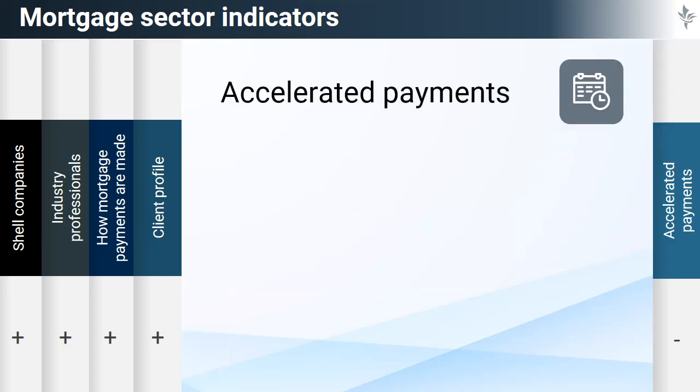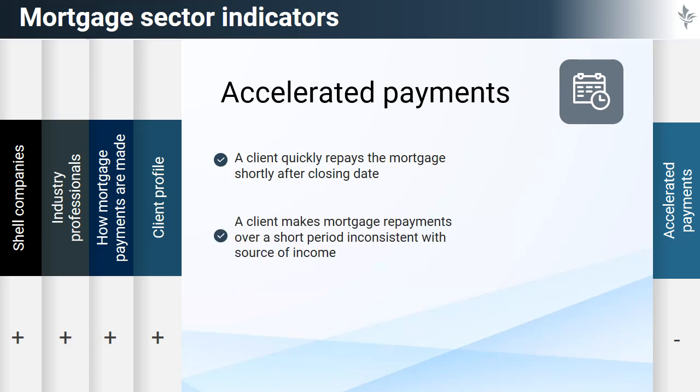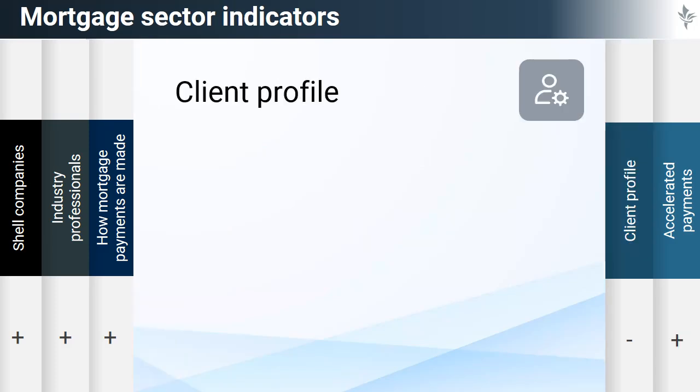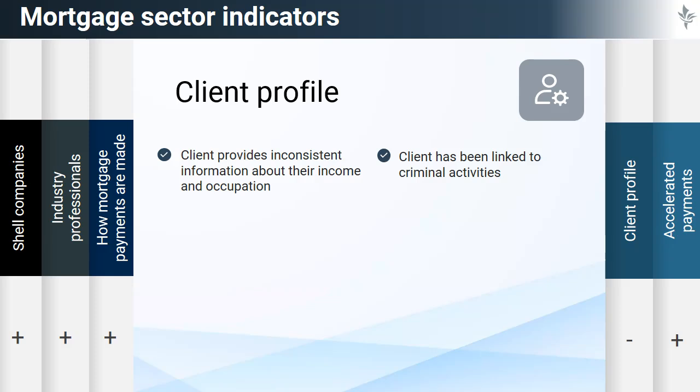The first one is accelerated payments. This occurs when a client quickly repays the mortgage shortly after closing date, even if penalties are incurred. It also occurs when a client makes mortgage repayments over a short period of time that are not consistent with the client's source of income. Another mortgage sector indicator is client profile. For example, the client provides inconsistent information about their income and occupation, or the client has been identified by the media, law enforcement, or intelligence agencies as being linked to criminal activities.